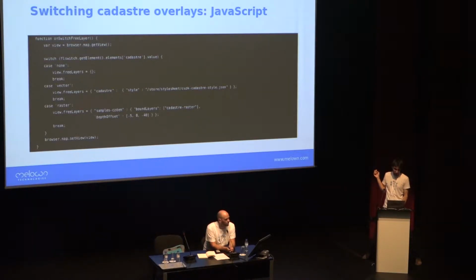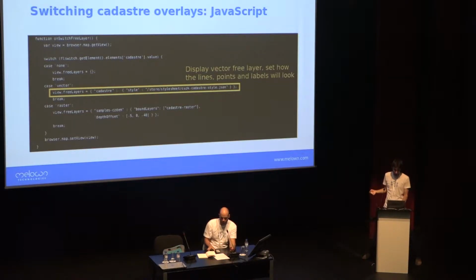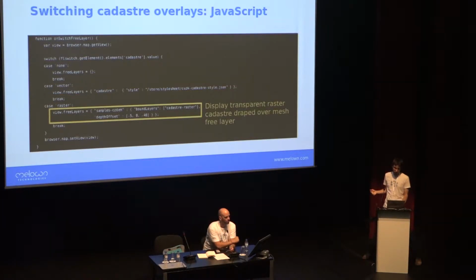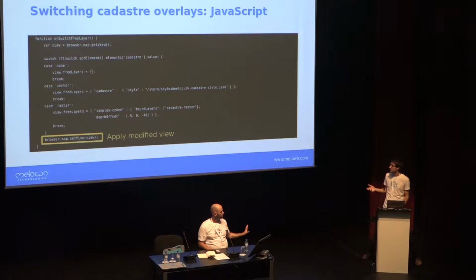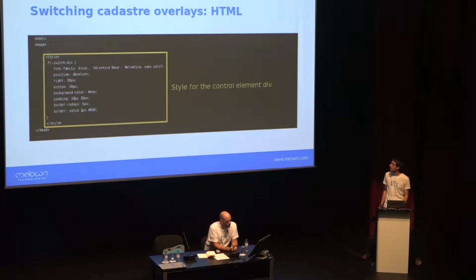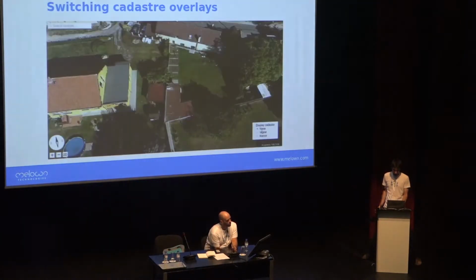And in the onChange callback, we query the current view, so we know what's displayed currently. Based on which radio button is checked, we either hide our free layers, or we display the vector cadastre or the raster cadastre. When we modify the view in this way, we update the view. Also, we need a style for the control element, which is just some CSS style. It's in the HTML file. How does it look?